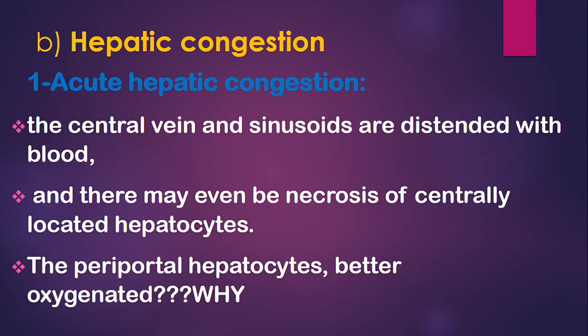And the sinusoids are spaces which separate the hepatic cords. We see the central vein and sinusoids distended with blood due to acute congestion, and there may even be necrosis of centrally located hepatocytes. Only the centrally located hepatocytes, those around the central vein, while the periportal hepatocytes are better oxygenated.